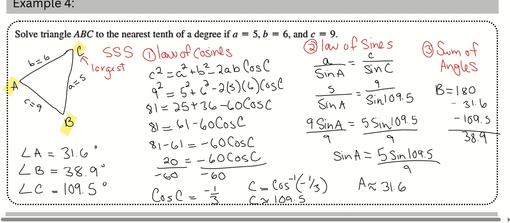All right, so again, when given sides, you want to find the largest angle, which corresponds to the largest side, using law of cosines. Then you want to use that ratio to find the additional angle. It really doesn't matter which one you choose. We chose A here. And then you want to finish this off by using sum of angles to find your last angle.